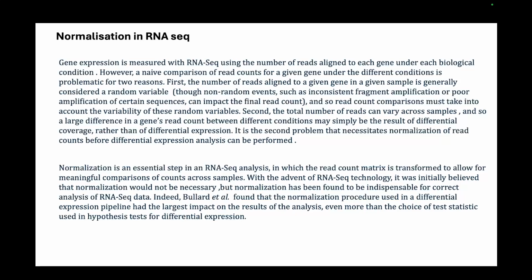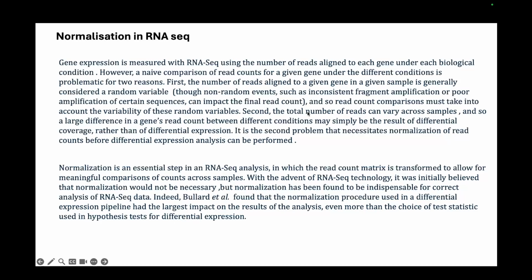So, a naive comparison of read counts for a given gene under different conditions is problematic for two reasons. First, the number of reads aligned to a given gene in a given sample is generally considered a random variable, though non-random events such as inconsistent fragment amplification or poor amplification of certain sequences can impact the final read count. And so, read count comparisons must take into account the variability of these random variables.